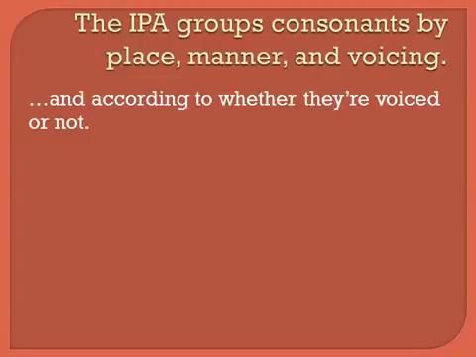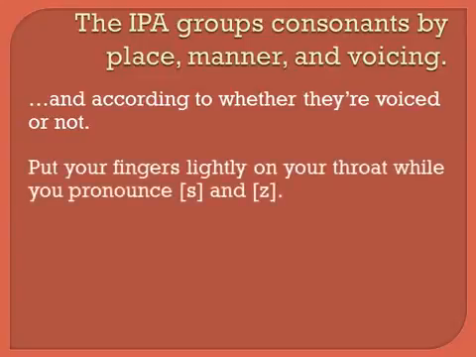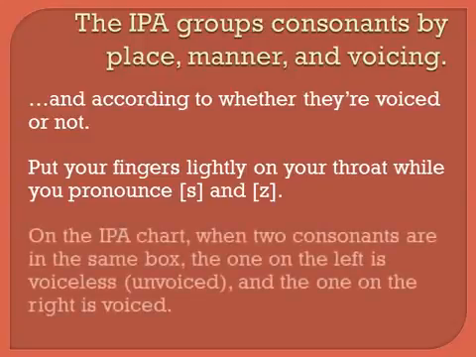And then finally, consonants are also grouped according to whether they're voiced or not. Voicing refers to whether your vocal folds are vibrating. If you put your fingers lightly on the side of your throat while you pronounce s and z, you'll notice that your throat is vibrating for the z, but not for the s. The vibration is in your vocal folds, and that's voicing. Some sounds are voiced, some sounds are voiceless.